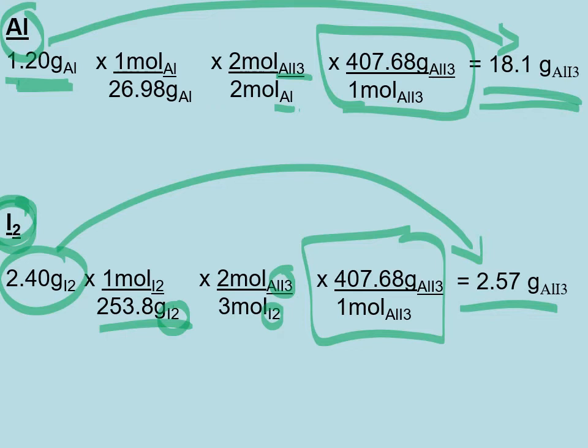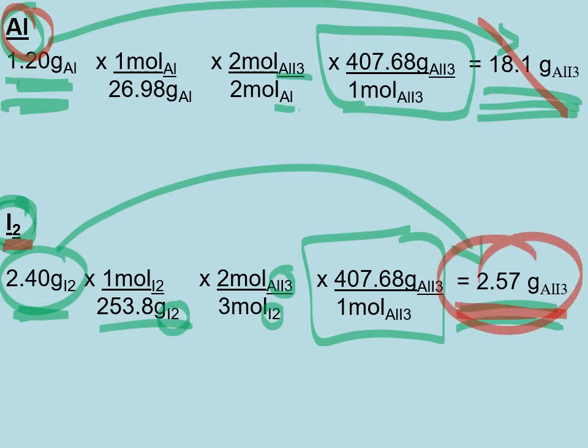Now here's the problem, right? We've got 2 answers here. If we used all of our aluminum, we could make 18. If we used up all our iodine, we could make 2.57. So the above answer, this 18.1 grams, is not a real answer, because in order to do that, you'd have to have more iodine. Because we know if we used up all of our iodine, we would only get 2.57 grams of it. So this is the correct answer. This tells us the iodine is limiting. The aluminum is the one that doesn't run out. It is the excess reactant. The iodine is the one that is going to run out. It is the one that is limiting.